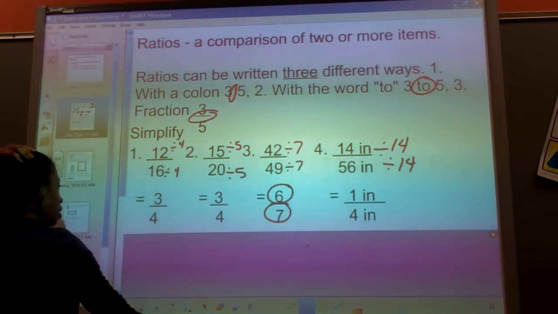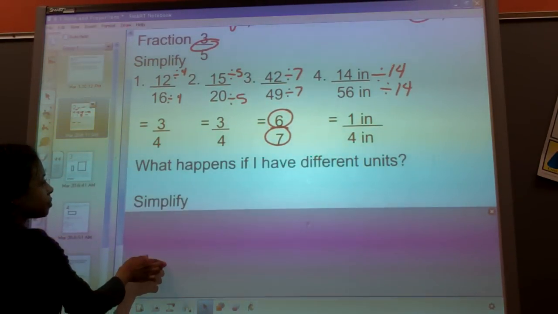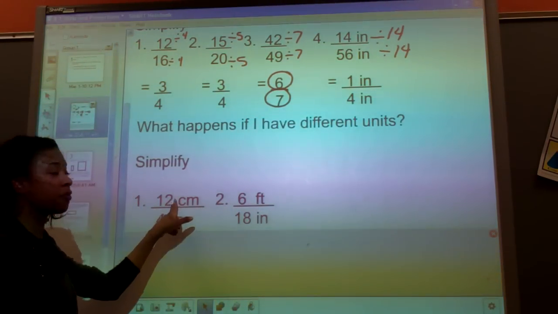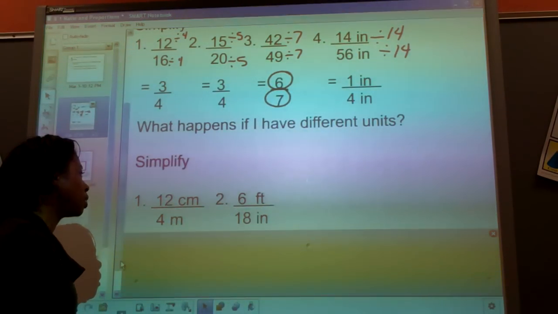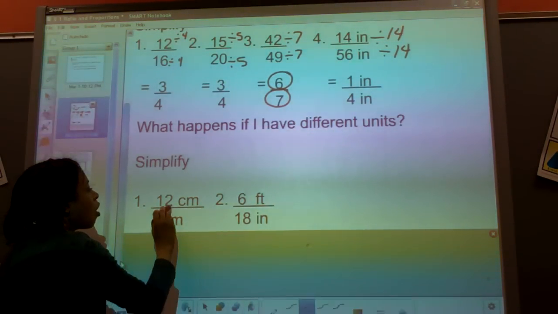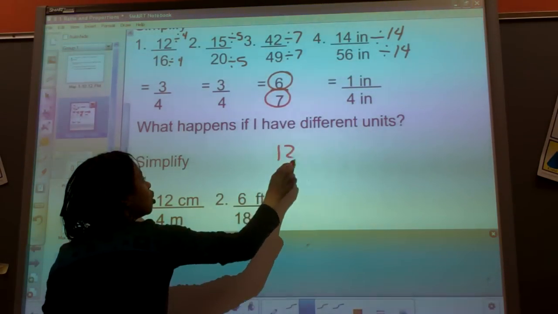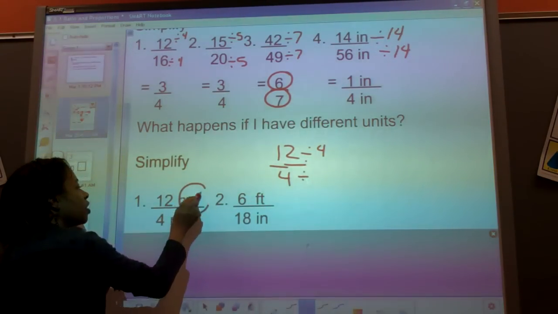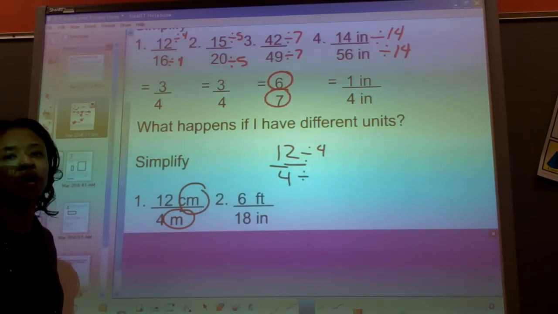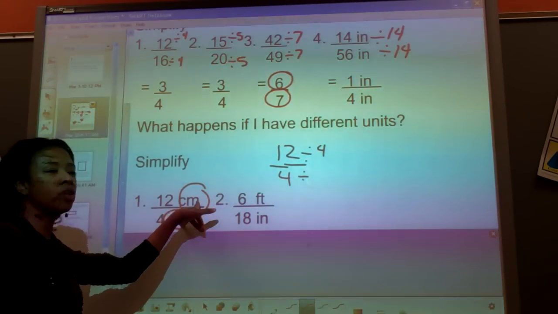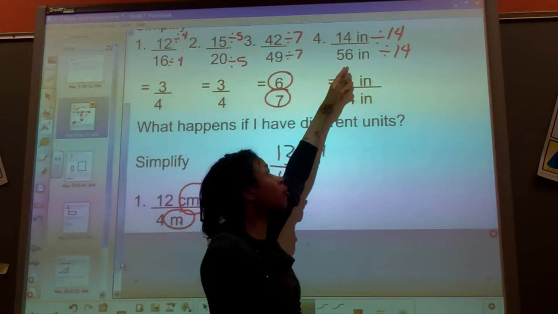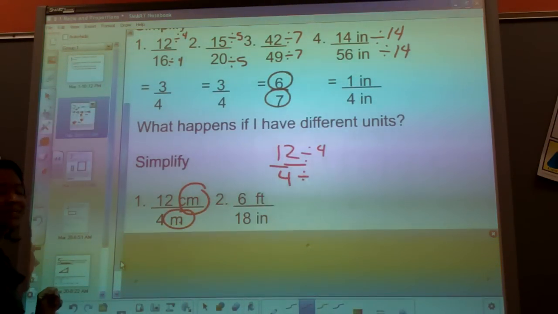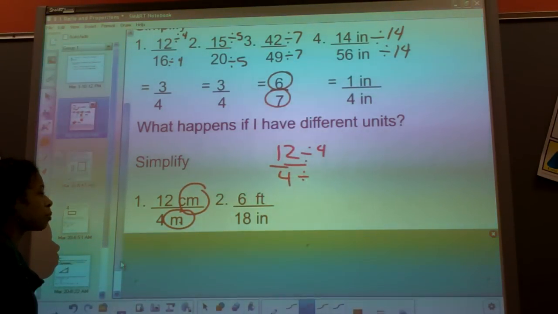Okay? But what happens if I have different units? For example, let's say I'm supposed to simplify 12 centimeters over 4 meters. For a lot of us, we say, oh, that's simple. Let's just go ahead and do 12 over 4. Let's divide both by 4. Well, we have to look at these units. They're not the same. Therefore, you cannot do that. You have to have the units the same. Whereas in number 4 up here, they were common, so that worked out beautifully. That's not the case on this next particular problem.